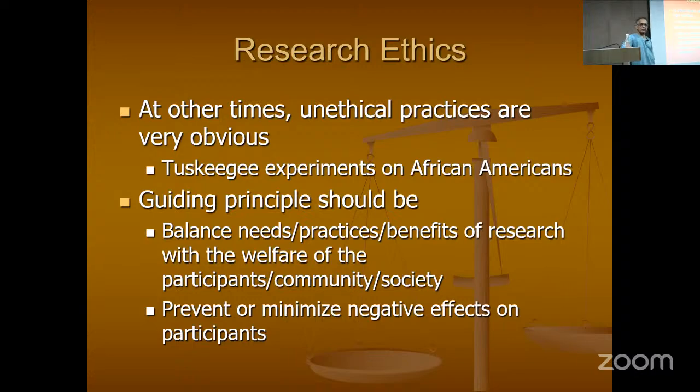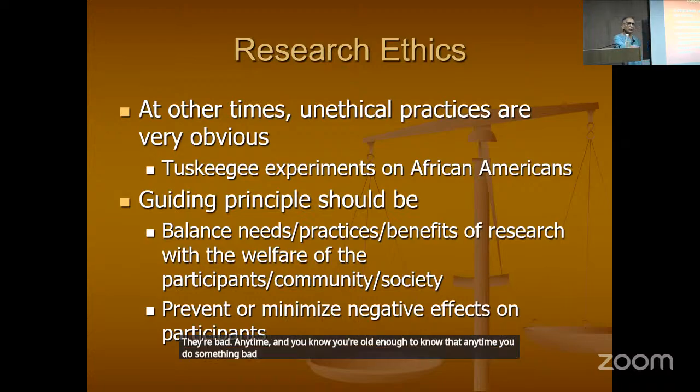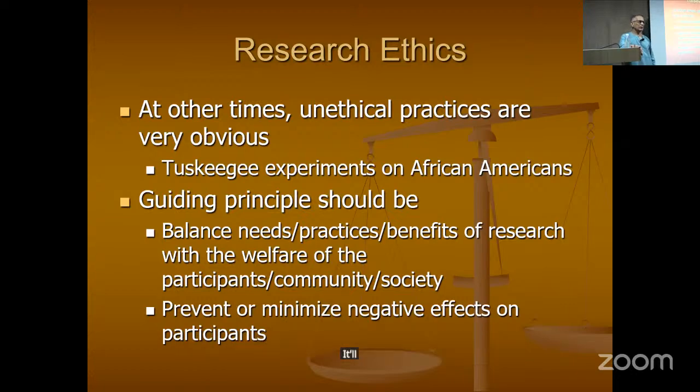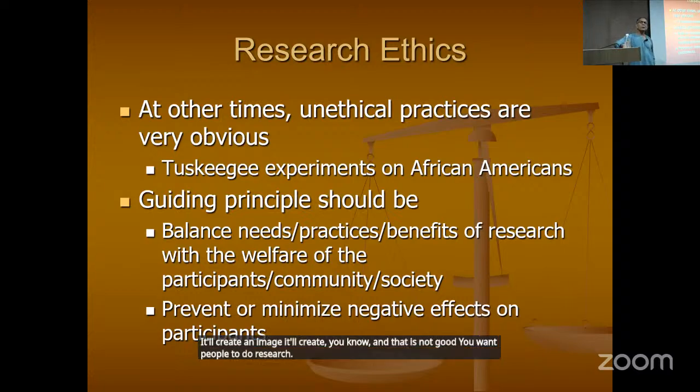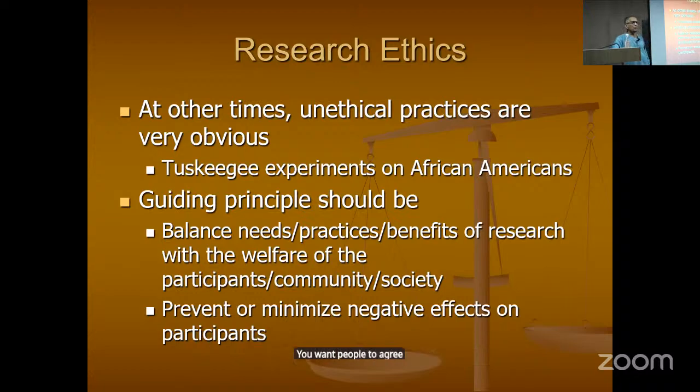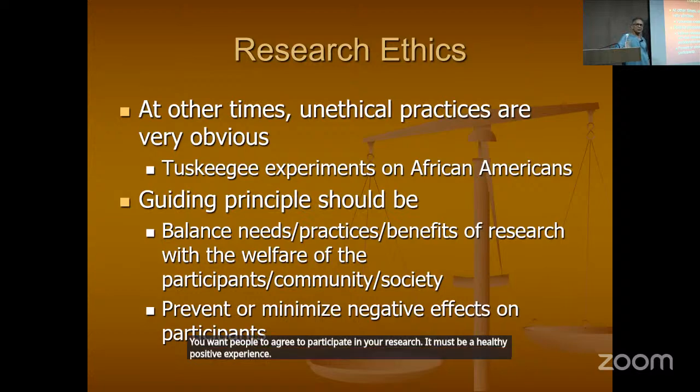Anytime, and you're old enough to know that anytime you do something bad, it will have a future effect. It'll create an image, and that is not good. You want people to do research. You want people to agree to participate in your research. It must be a healthy, positive experience, not something that will diminish and demean.